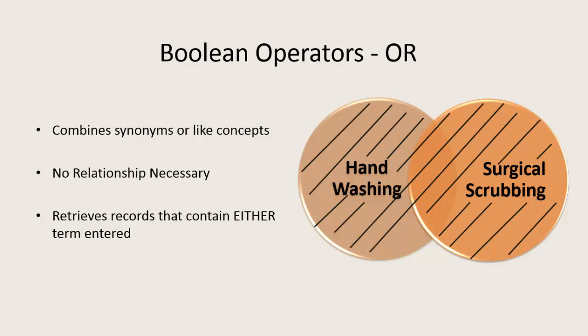So when you use or, you're going to want to use it when you're coming up with alternative terms, such as hand washing or surgical scrubbing. These are both different ways of describing the same topic, and by using or, I will get articles that talk about hand washing or surgical scrubbing, but it won't necessarily mean that they're discussed together. The reason you want to use or is it helps to broaden your net, so to speak, so that you get more articles to look at.